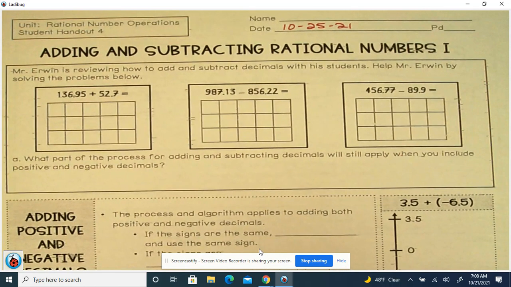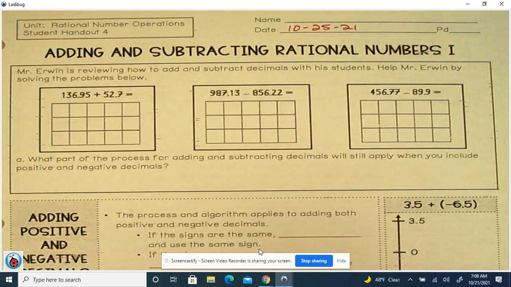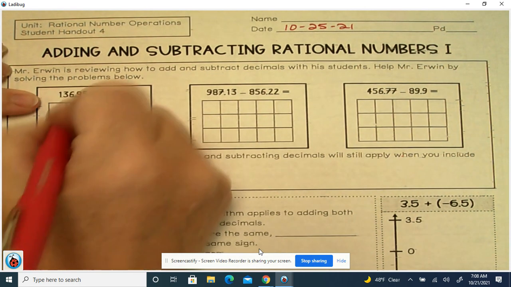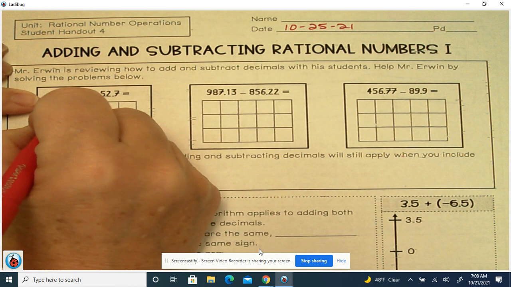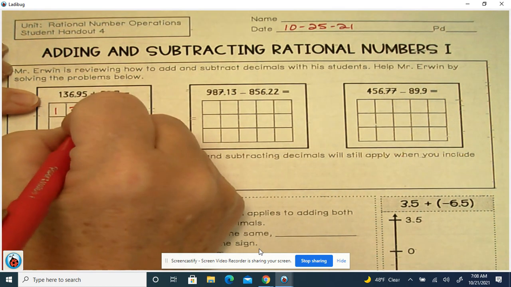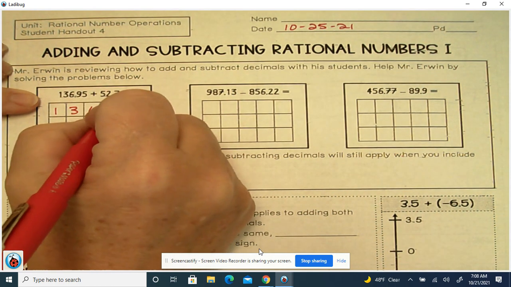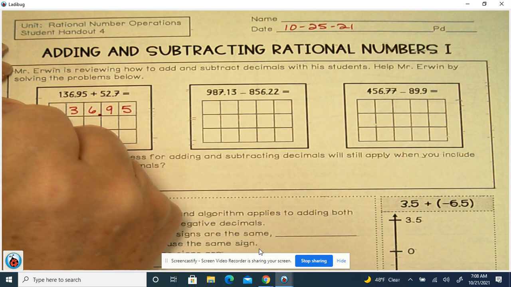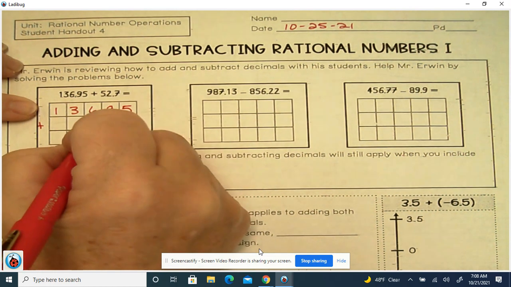This video is on adding and subtracting rational numbers. Here we're given some boxes to where we can add and subtract. Mr. Irwin is reviewing how to add and subtract decimals with his students. Help Mr. Irwin by solving the problems below. We can place these in. You get your graph paper for check-ins and EOGs, and you can line up your decimals that way.